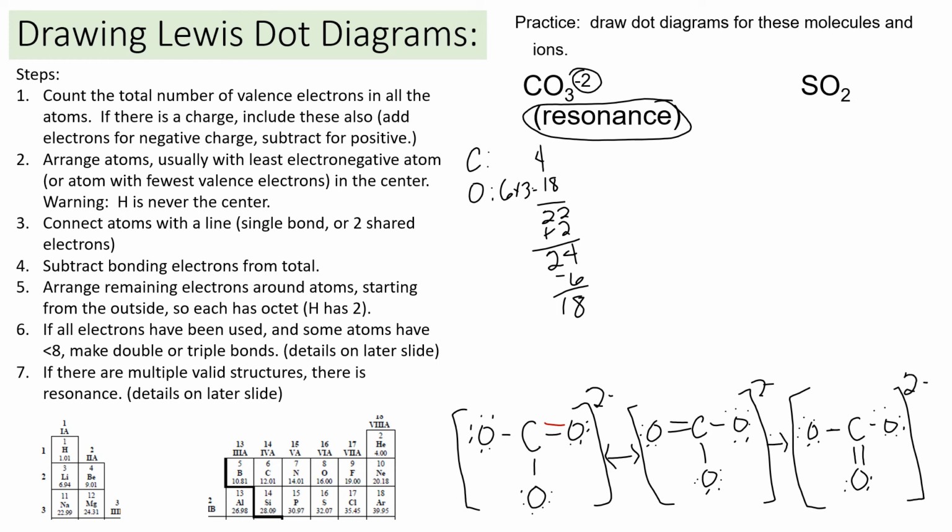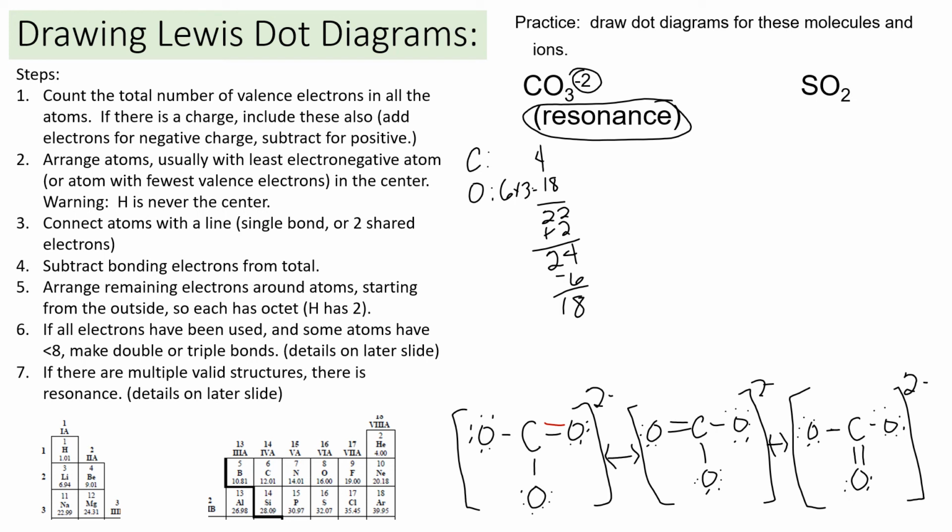So that's how we deal with this with Lewis structures. We draw all 3 of them with arrows between them. And the real structure is really not any of these. It's a blending. So all the oxygen-carbon bonds are the same, and they're about 1 1/3 bonds. So that's what resonance is.